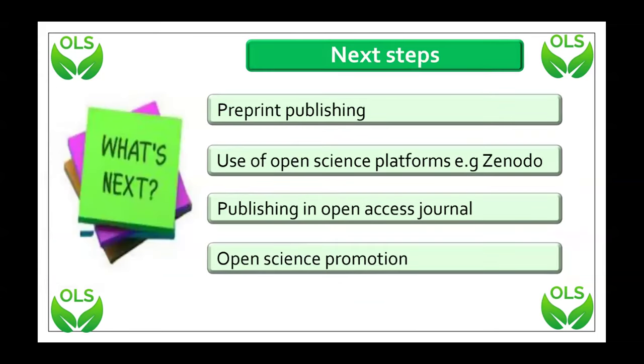So my next step, having understood the importance of preprints, I already have a number of research projects that I've completed. I intend to publish more preprints because currently I only have one. Also, I want to go into use of open science platforms such as Zenodo and some other platforms that I learned about during the course of this program. I'm more intentional about open science now. Also, I'm intentional about the journal that I select to publish my research work, so I will ensure that they are open access.